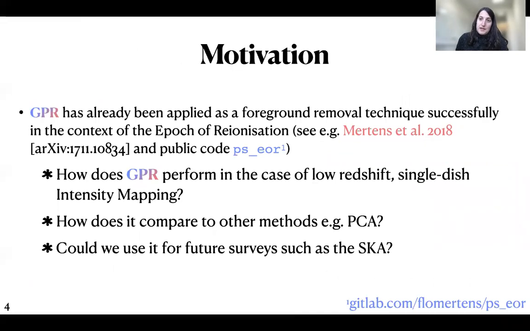So the motivation behind this project was that Gaussian Process Regression, or GPR, has already been applied as a foreground removal technique successfully in the context of the epoch of reionization, so at high redshifts. And we wanted to ask, how would GPR perform in the case of low redshift single dish intensity mapping? How does it compare to other widely used foreground removal methods, such as PCA? And could we use it for future intensity mapping surveys, such as the Square Kilometre Array? So essentially, we wanted to see if GPR was a feasible foreground removal method for doing large-scale structure surveys with intensity mapping.